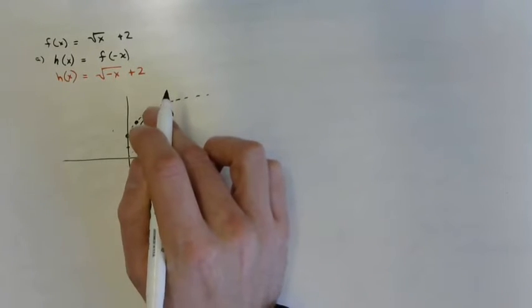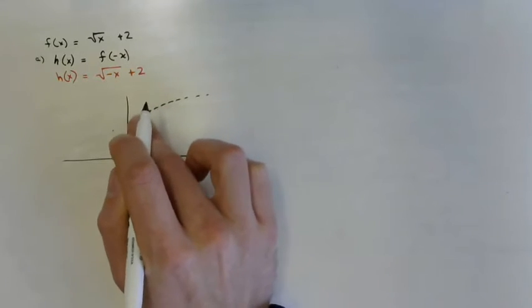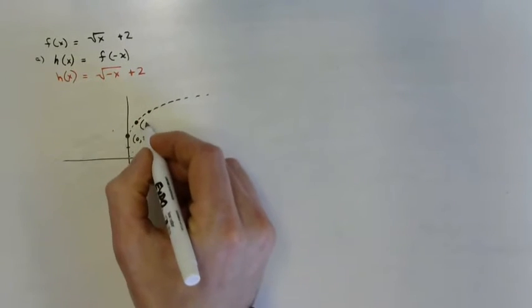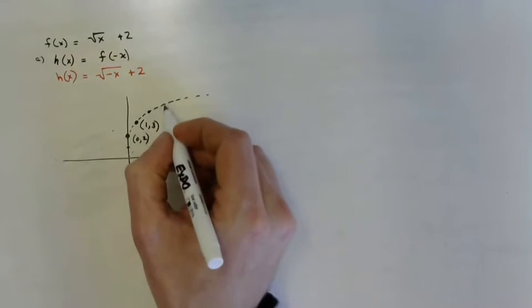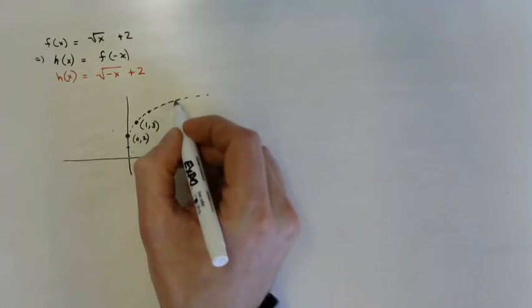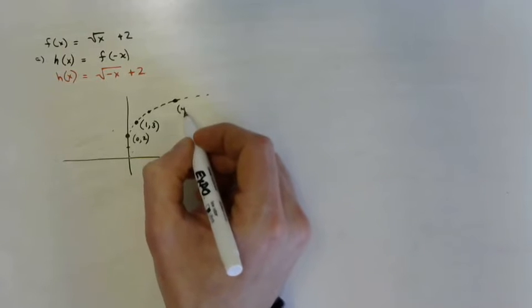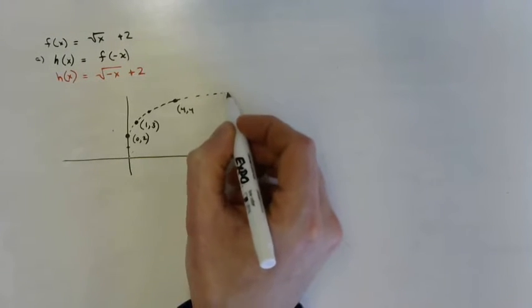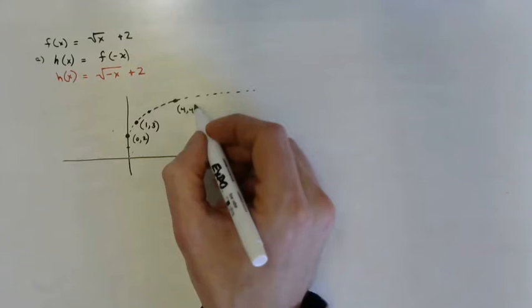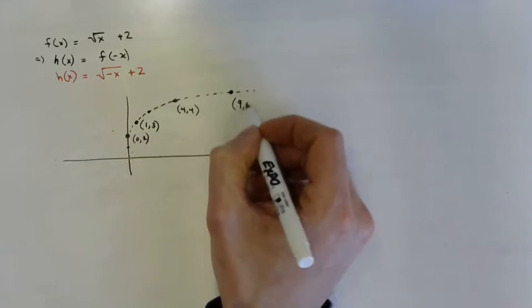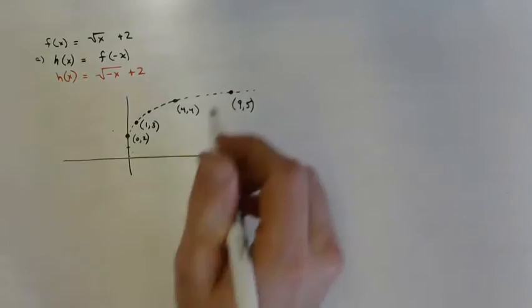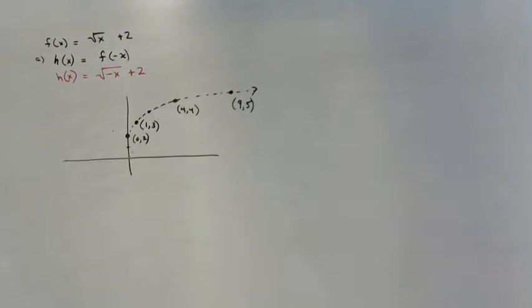Sorry, that's wrong, I said it backwards. No, this one is correct. 1, 3 is correct. But then it would go through 4, 2, so it's going to go through 4, 4. And it would go through 9, 3, so it's going to go through 9, 5. If you don't have room for that, that's fine. Okay, that is our function f of x that we're given.